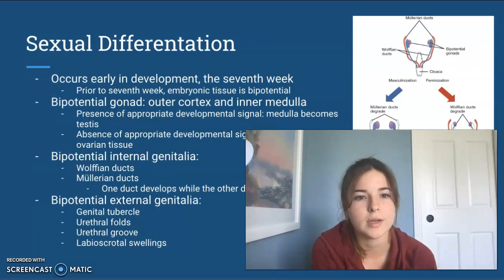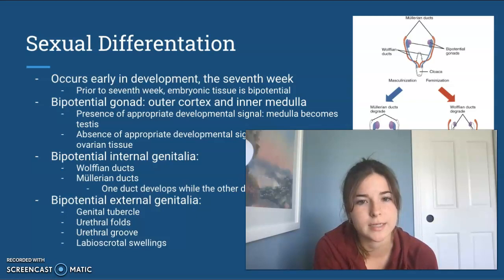Next, we will get more into the process of sexual differentiation. This occurs early on in development, specifically around the 7th week. Prior to differentiation, the embryonic tissue is bipotential, meaning you can't identify the tissue as belonging to a male or female. Looking further into this, the bipotential gonad has both an outer cortex and an inner medulla.